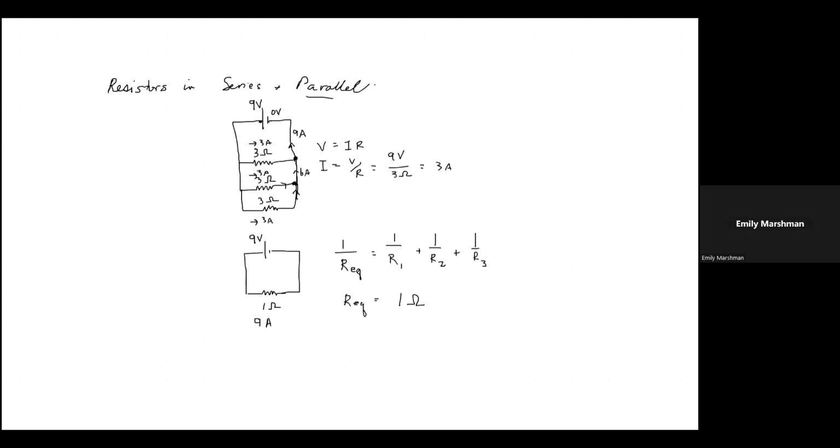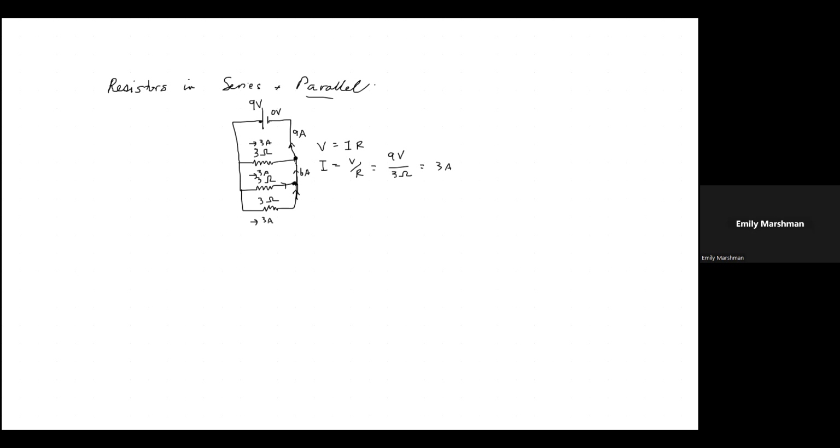And so I have a question for you. If these were light bulbs, all of these light bulbs would be the same brightness. Do you agree with me? It makes sense. They all have the same current running through them. They all have the same voltage across them. They're all the same resistance, right?